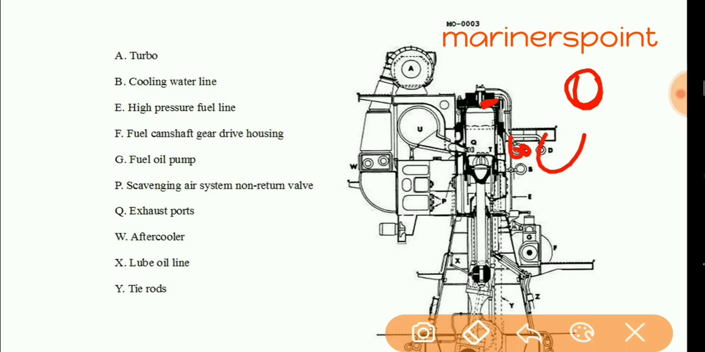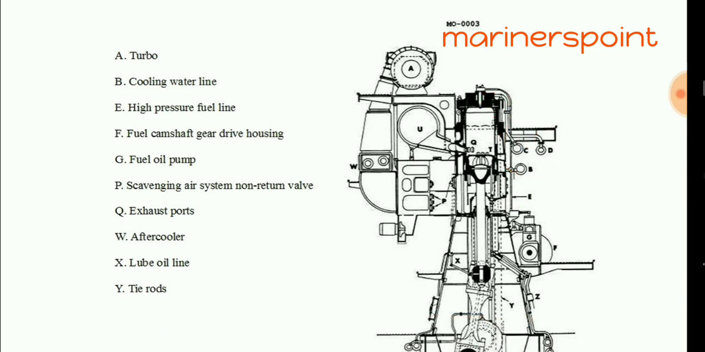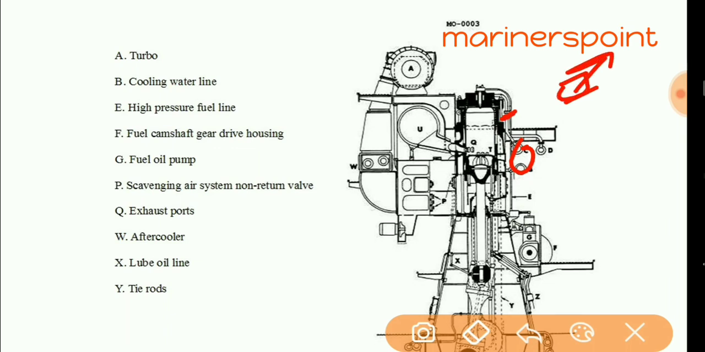Now option D is the returning jacket water line from the cylinder head after cooling the cylinder head, okay. This is going to cool the cylinder and returning, coming to D, okay. B is going for cooling the cylinder and after the cylinder head returning, okay. C is our air starting line. This line in this figure is like this, that is the flame trap, okay, that is the flame trap.